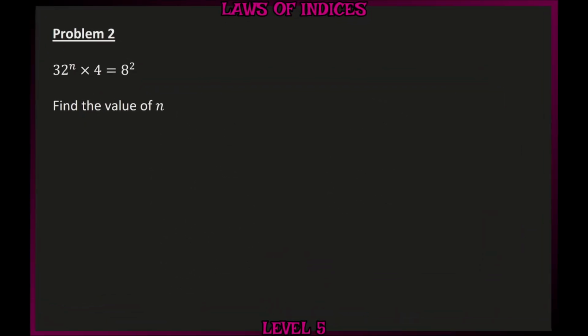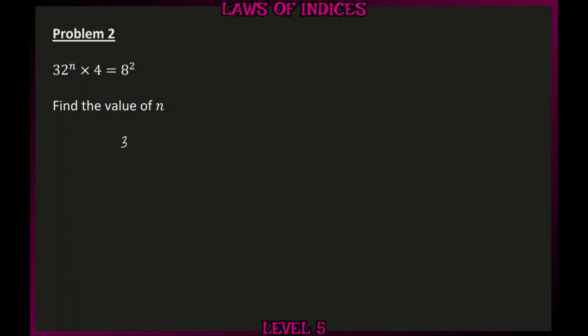In problem 2, we're told that 32 to the power of n multiplied by 4 is equal to 8 to the power of 2, and we need to find the value of n. Now, in order to be able to use our laws of indices in equations like these, we need to write each of the values to a power of the same number. And here we notice that 32, 4 and 8 can all be written as powers of 2.